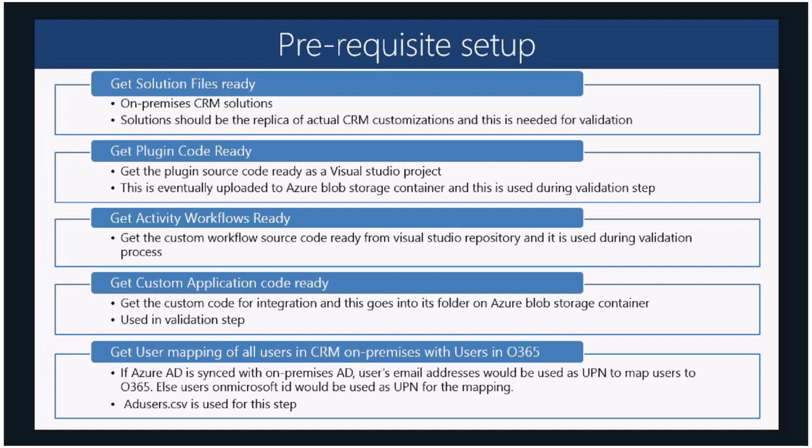Now, the last piece, we get user mapping of all users in CRM on-premise with users in Office 365. We need to make sure that we are ready with the information on which users would map to the users who are coming from on-premise Active Directory, because we do not want to create duplicate user records inside of the Dynamics 365 Online instance. So we need to make sure that we have the licenses applied to the users and we know which users we are going to map to which users are coming from on-premise.